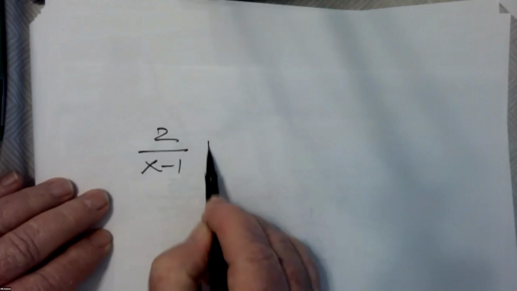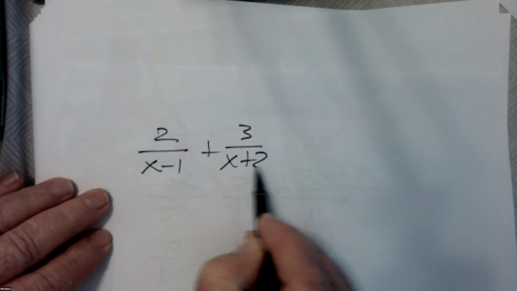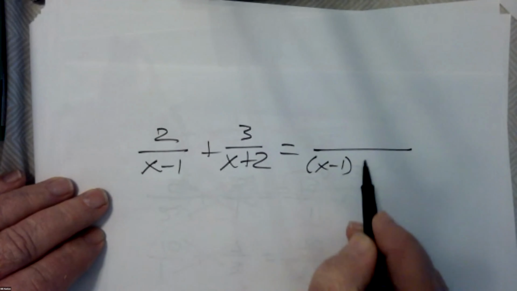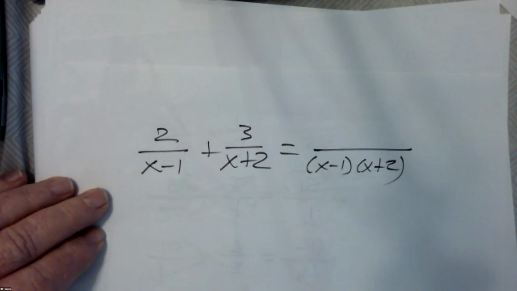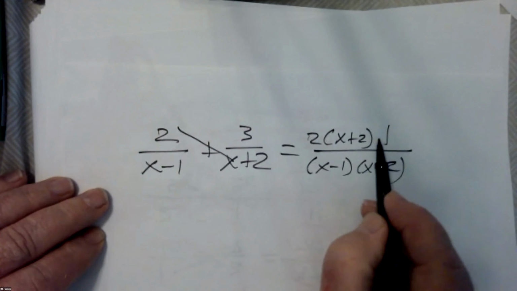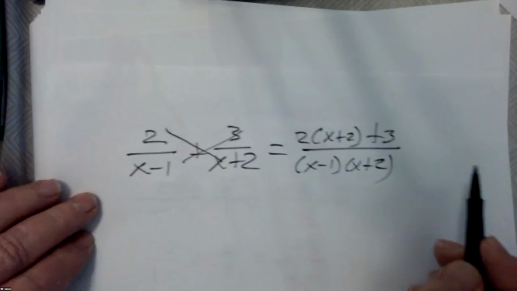So let's say I have a problem like 2 over x minus 1 plus 3 over x plus 2. My common denominator is going to be (x minus 1)(x plus 2). My numerator is going to be 2 times (x plus 2) plus 3 times (x minus 1).